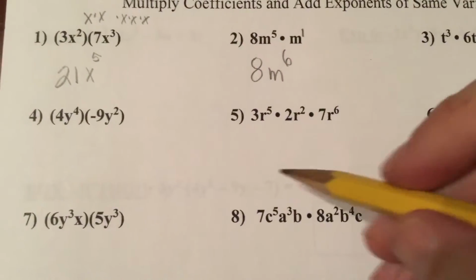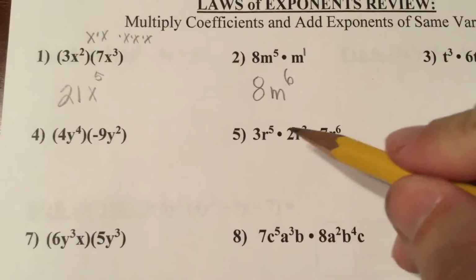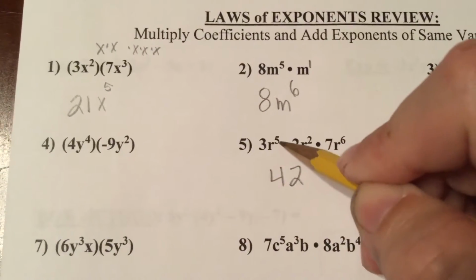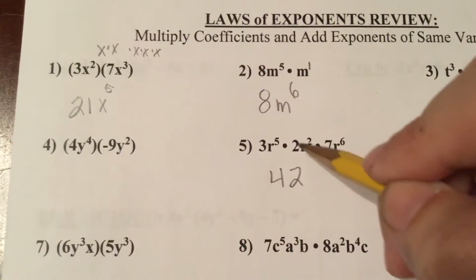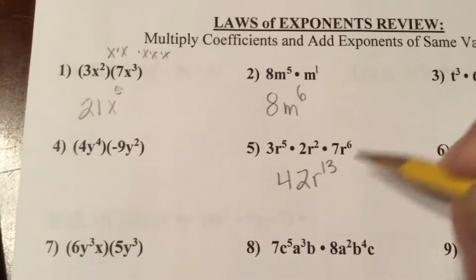When we get to a more complicated problem, this is to the first power, so I can multiply 3 times 2, which is 6, times 7, 5 r's, 2 r's, and 6. Well, 5 plus 2 is 7, plus 6 is 13.